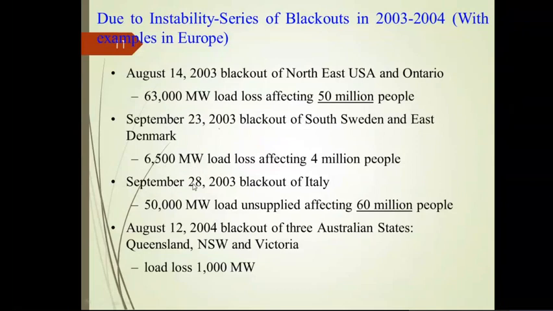And then, 5 days from this, we had the blackout in Italy, and it led to the outage of 50,000 megawatt. And then again in the Australian continent, we had a blackout on 12th of August, but here the loss of load was something like 1,000 megawatt.